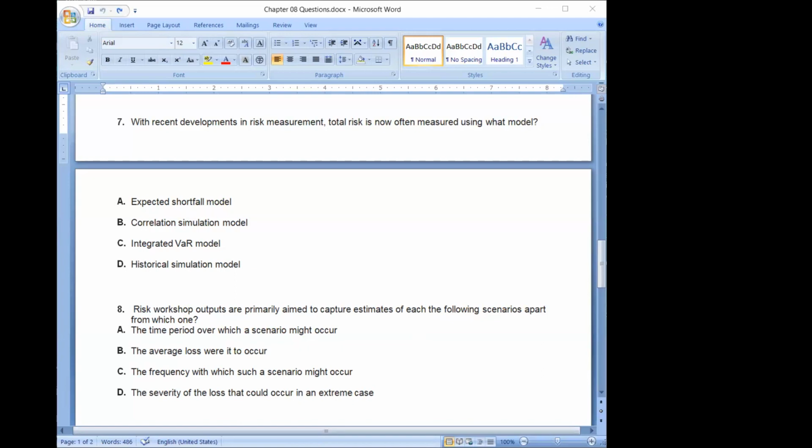With recent developments in risk management, total risk is now often measured using what model? Right? Total risk. Expected shortfall model, correlation simulation model, integrated VaR model, historical simulation model. When you look at this, you should be able to pick some technical terms that will indicate the answer. Here the idea is total risk. That means a holistic risk. Holistic risk is called enterprise, or we also use the term integrated. So the integrated VaR model is the correct answer, C.